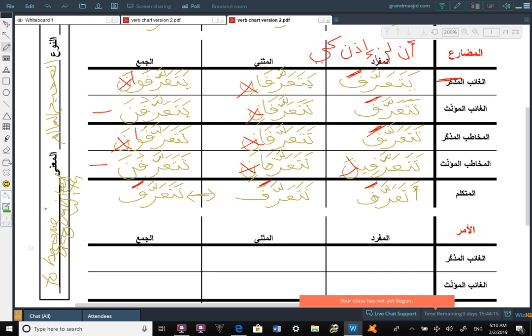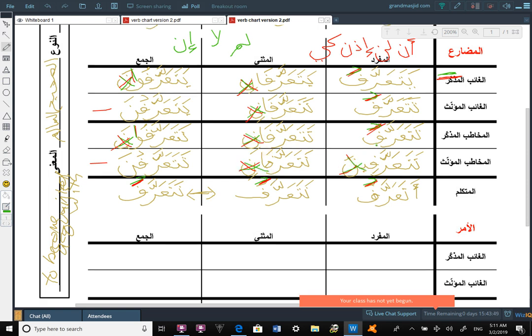Right? When we put lam or la of nahya, the prohibition, in front of any of them, then they become majzum with a sukoon, or majzum by dropping the noon, bi hadhfi noon. Right? That's all of them. That is your fi'l mudari.